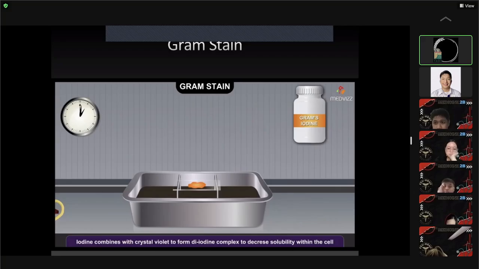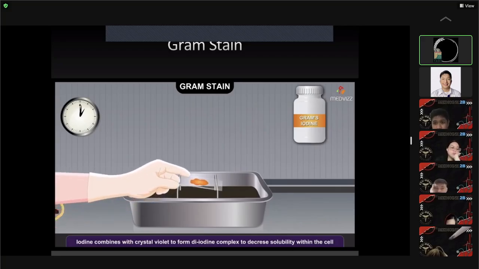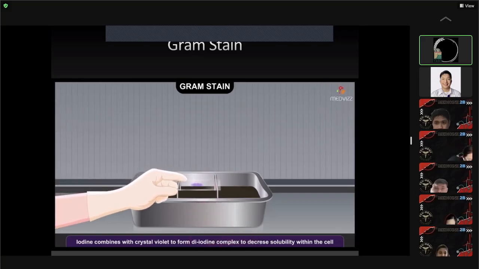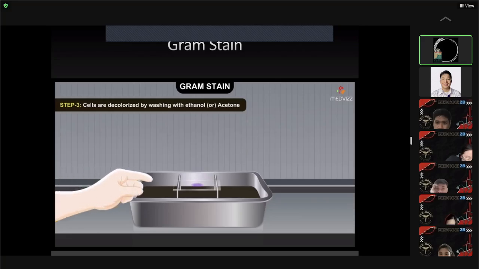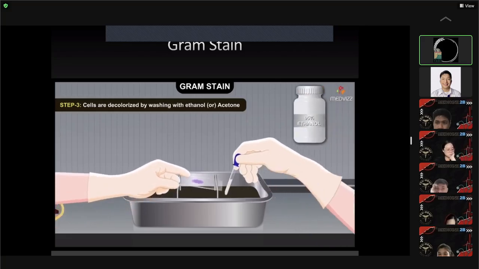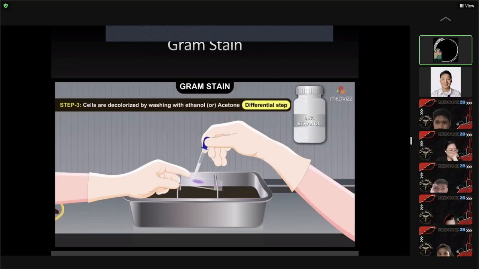The iodine combines with the crystal violet to form a crystal violet-iodine complex, thereby decreasing its solubility within the cell. At this point, the cells still appear purple. The cells are then decolorized by washing with ethanol or acetone. This is the differential step. Gram-positive bacteria retain the crystal violet, whereas gram-negative bacteria do not. The ethanol or acetone should be added drop-wise, with the slide tilted at an angle until the drop coming off the edge of the slide just starts to become colorless.